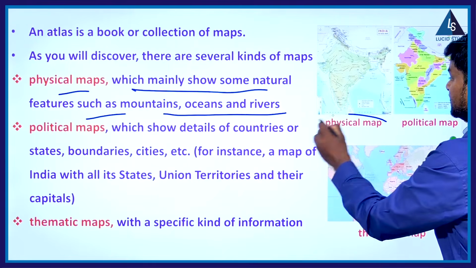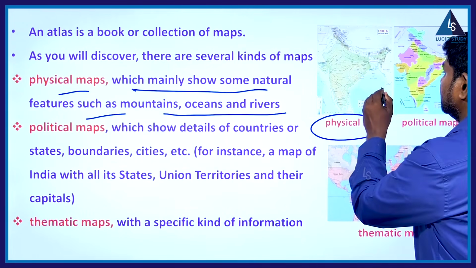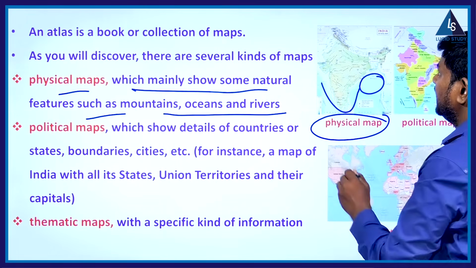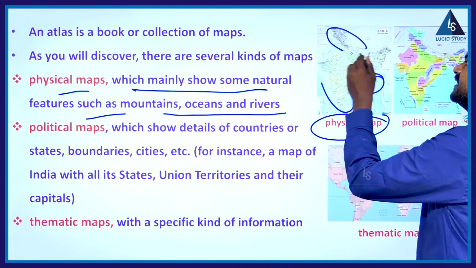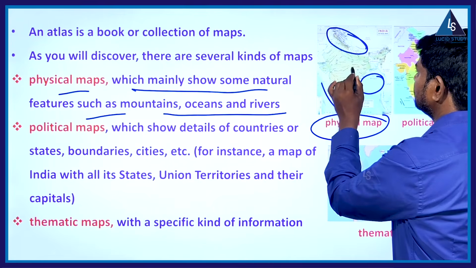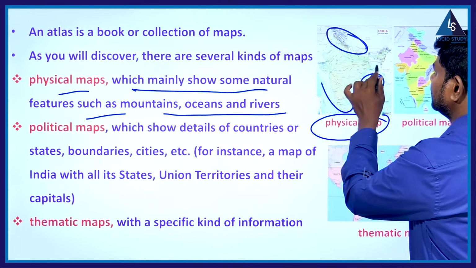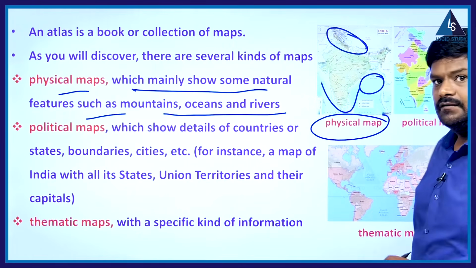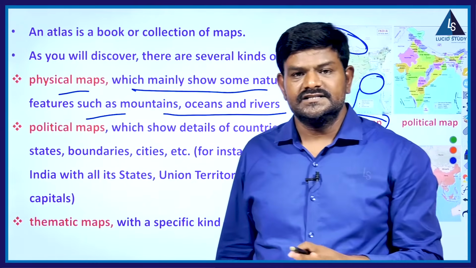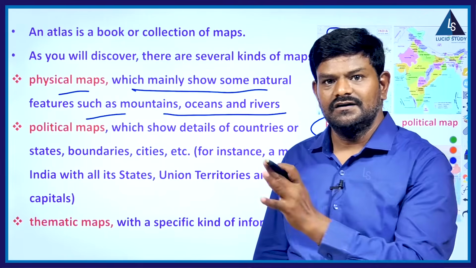You can clearly see this is a physical map of India, where you can see the Bay of Bengal here, all the water bodies here, and you can see the mountains, the Himalayas. And you can clearly see the rivers that are flowing. There are many small rivers, big rivers flowing throughout India. All the water bodies, mountains, and other physical features are shown in the physical map. I hope you understood what a physical map is.